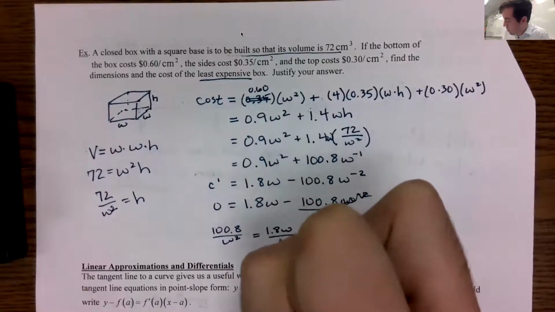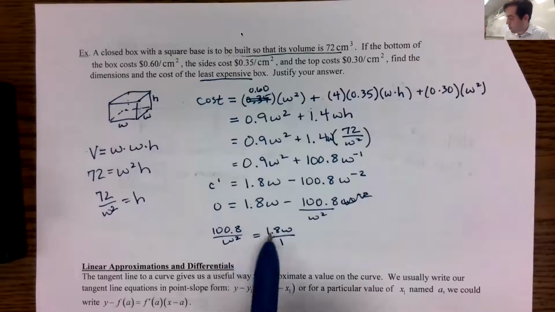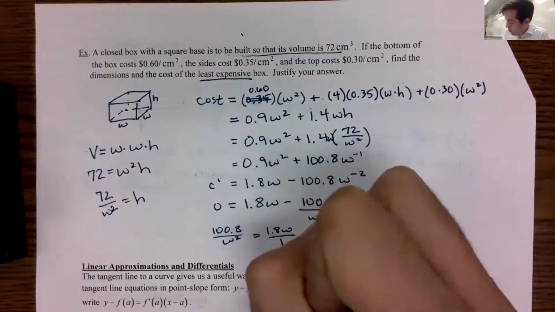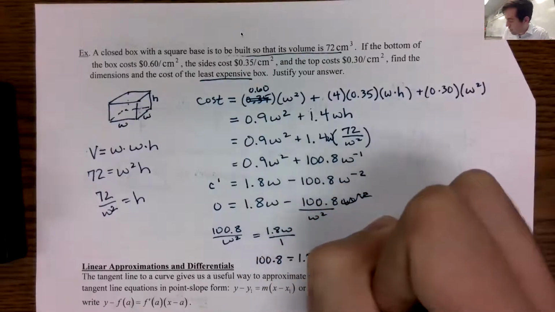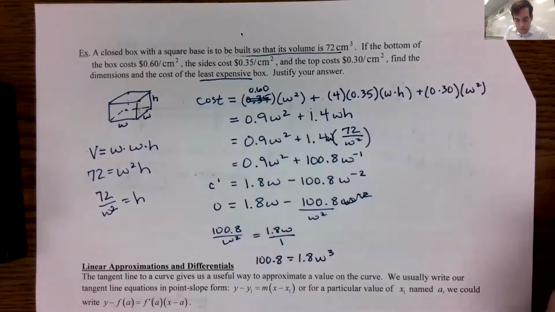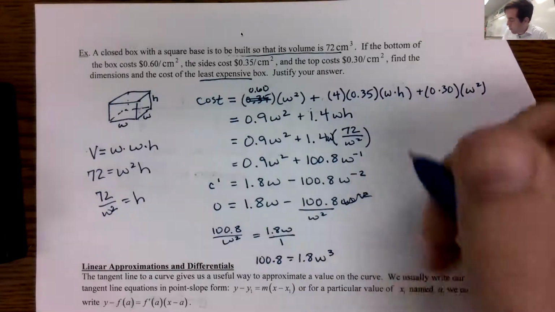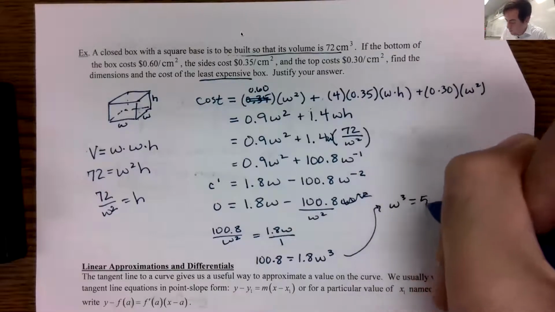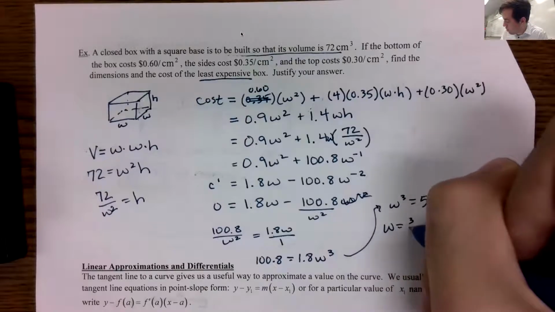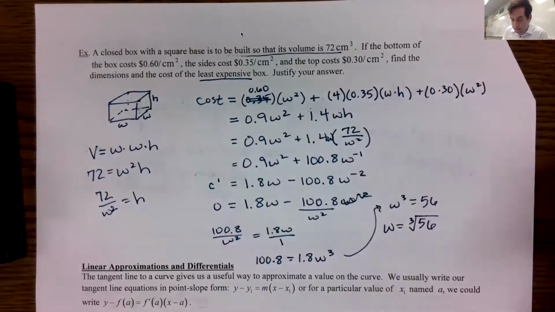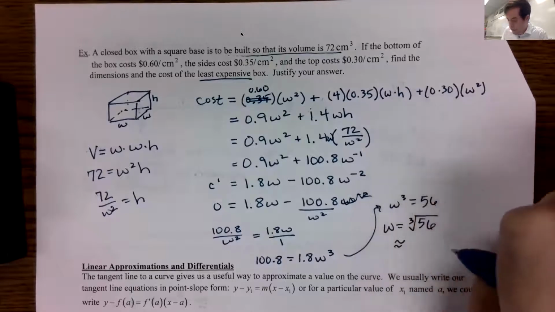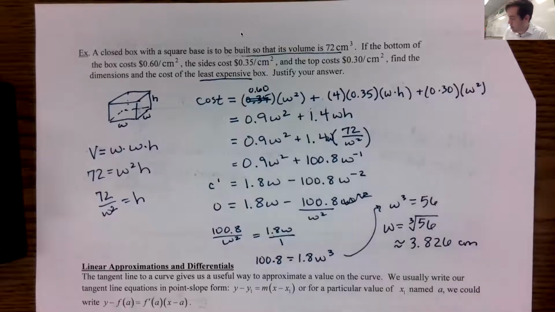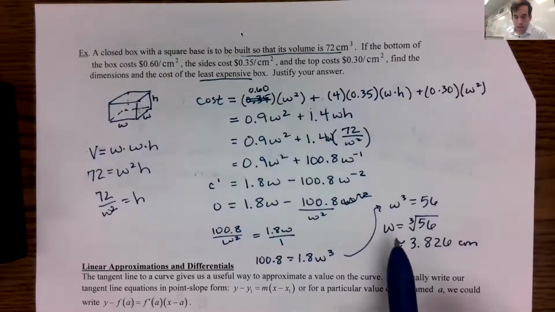1.8w. And I'm going to think of that as over 1 so that now I can cross multiply, or really just multiply the w squared to the other side. So I get 100.8 equals 1.8w cubed. And so then I divide by 1.8 and I get w cubed equals 56. So w is going to be the cube root of 56 after all of that, which is about 3.826 centimeters. Okay, so we got the w.